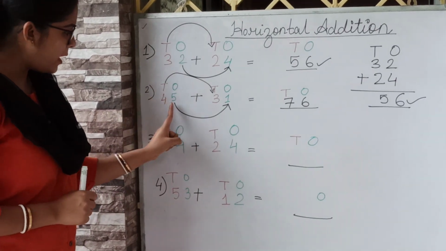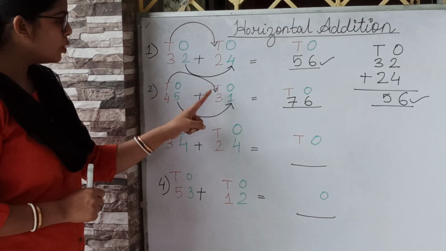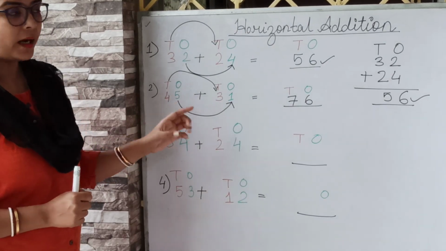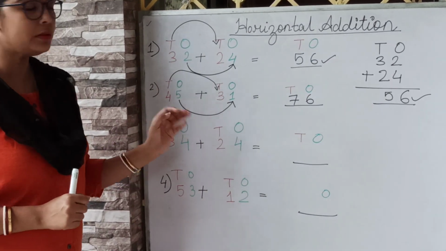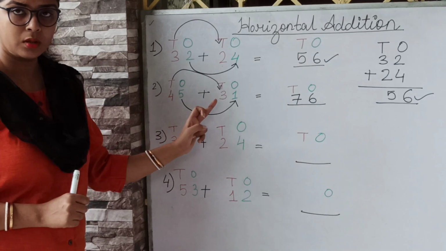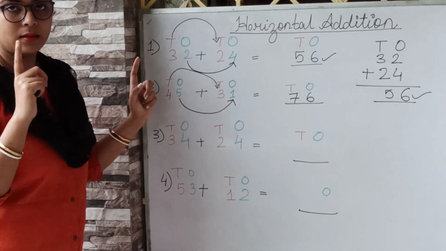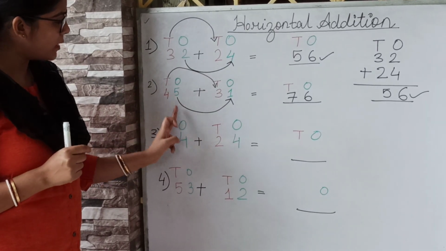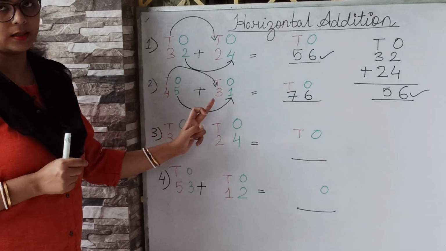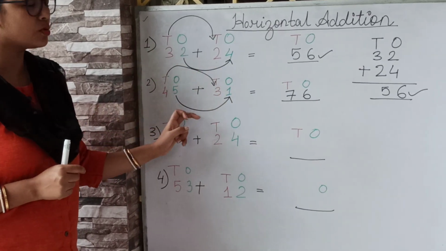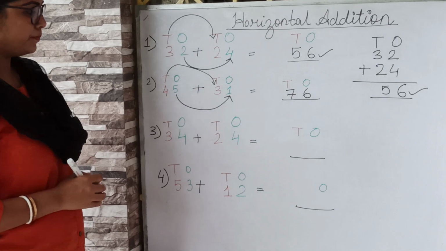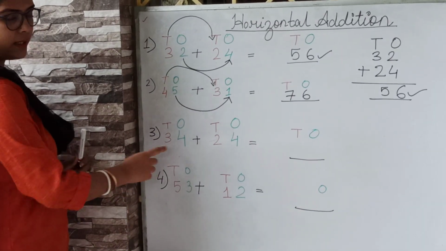See students, I am drawing these arrows to make you understand. But when you are doing the sums, you will not draw these arrows. You just keep in mind that you have to add ones with ones and tens with tens. Don't draw these lines. I am just trying to make you understand. Chalo, come to the next example.